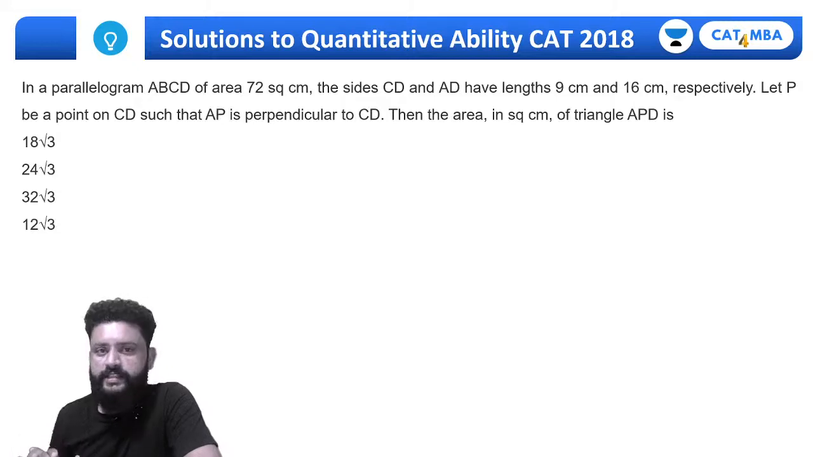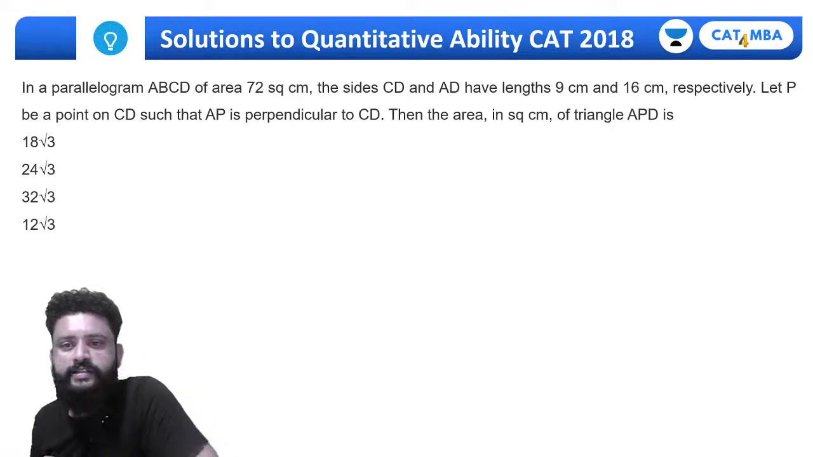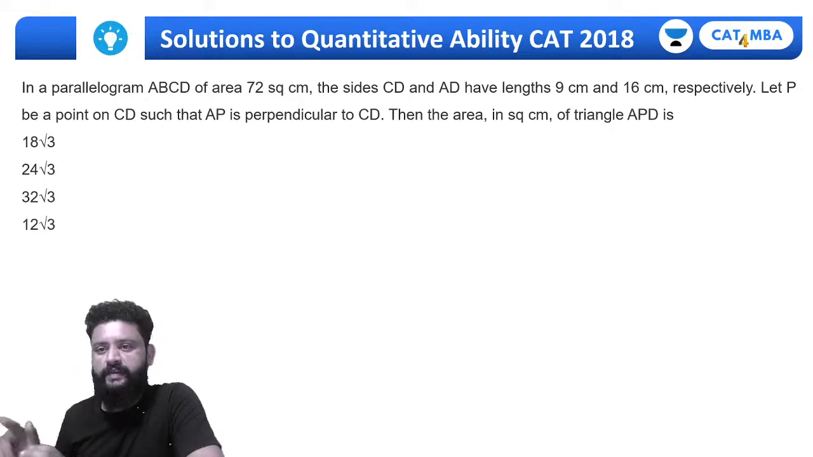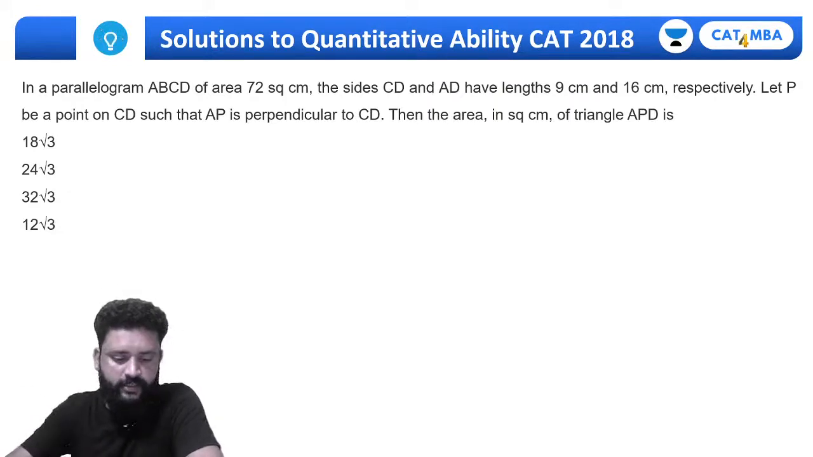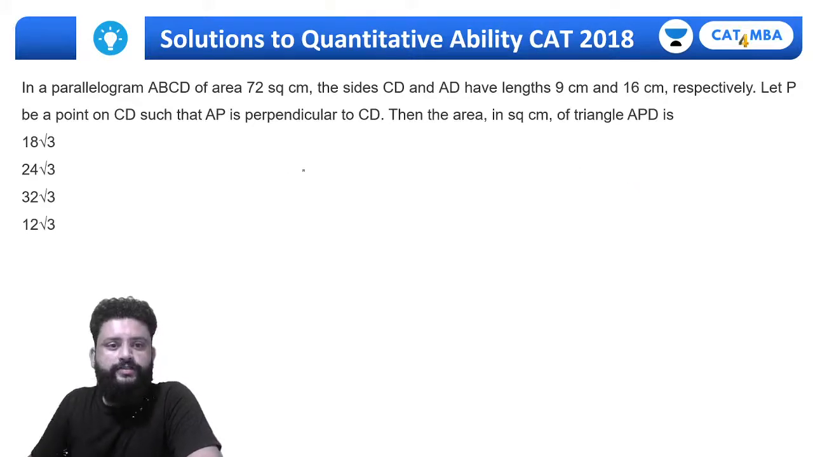In a parallelogram ABCD of area 72 square centimeter, if the sides CD and AD have lengths 9 centimeter and 16 centimeter respectively, let P be the point on CD such that AP is perpendicular to CD, then find the area in square centimeter of triangle APD. The first thing you should be able to do is draw the diagram properly. Imagine it. Try to draw a rough sketch quickly.